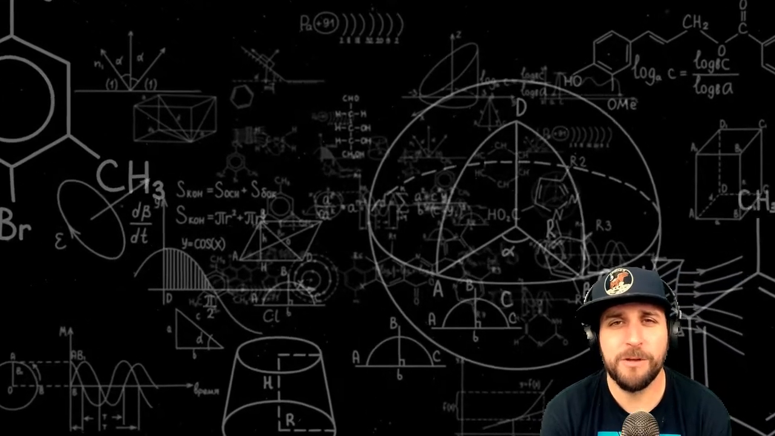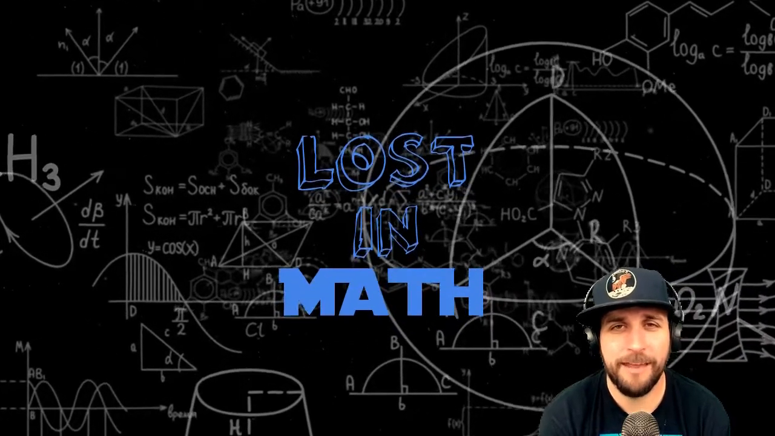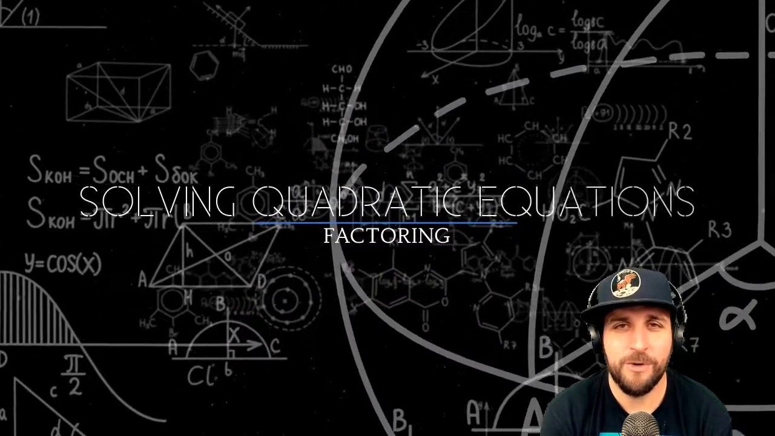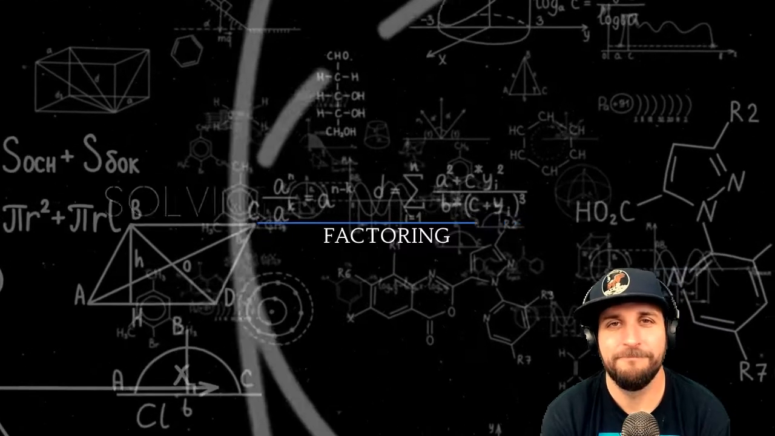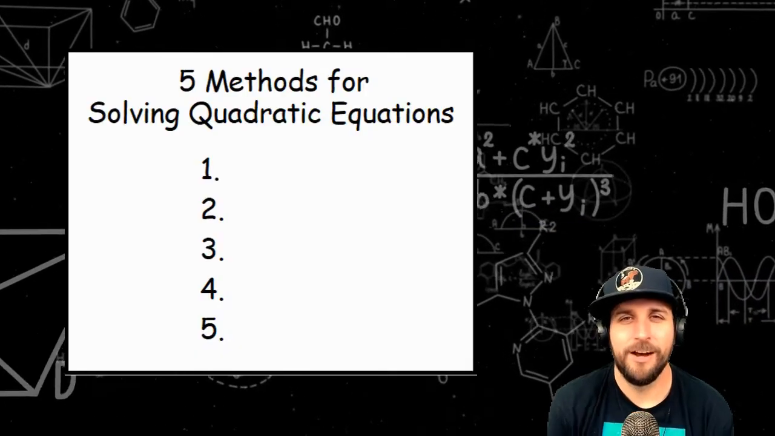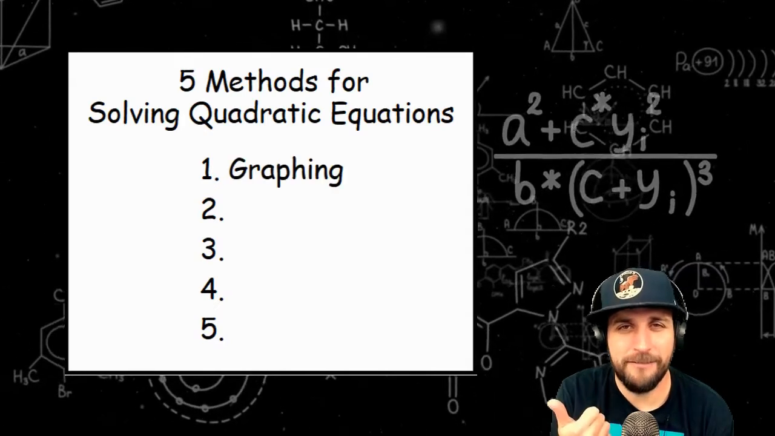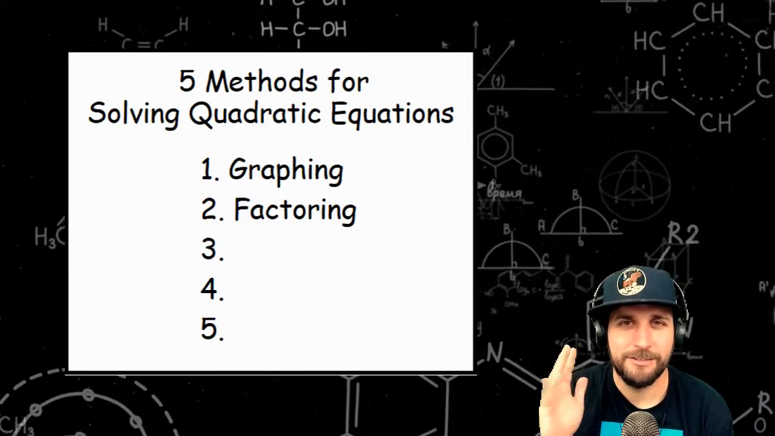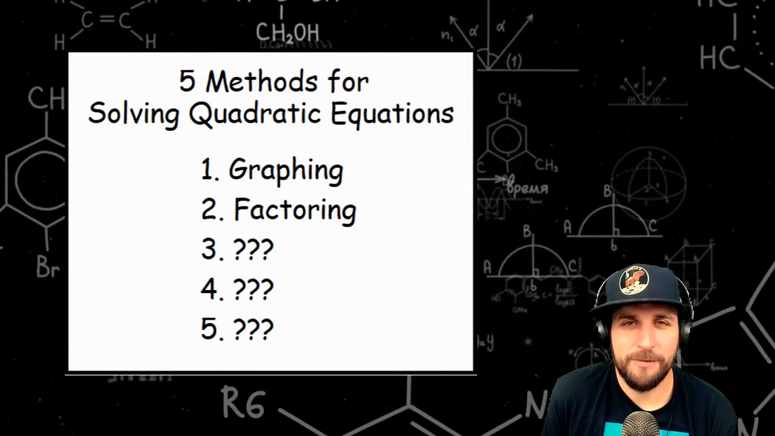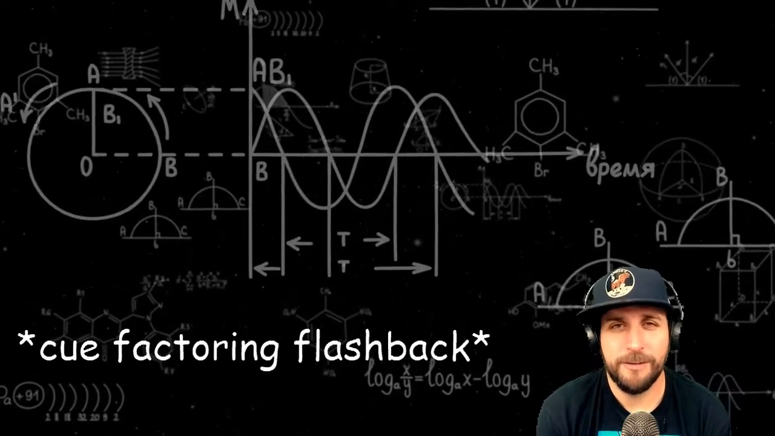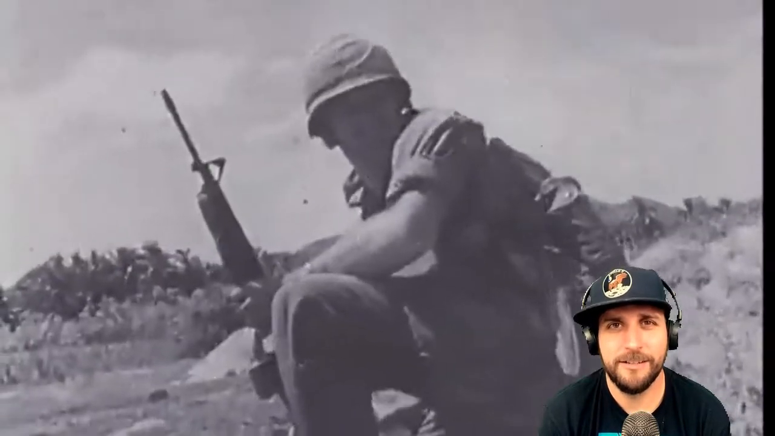Hi everybody and welcome to another episode of Lost in Math. I'm Mr. Wheeler. Today we're talking about solving quadratic equations by factoring. We have 5 ways to solve quadratic equations. On our last video we learned how to solve them by graphing. Today we're learning how to solve them by factoring. And then there's 3 more ways that you don't have to worry about yet. So factoring. Hopefully we all remember how to factor.